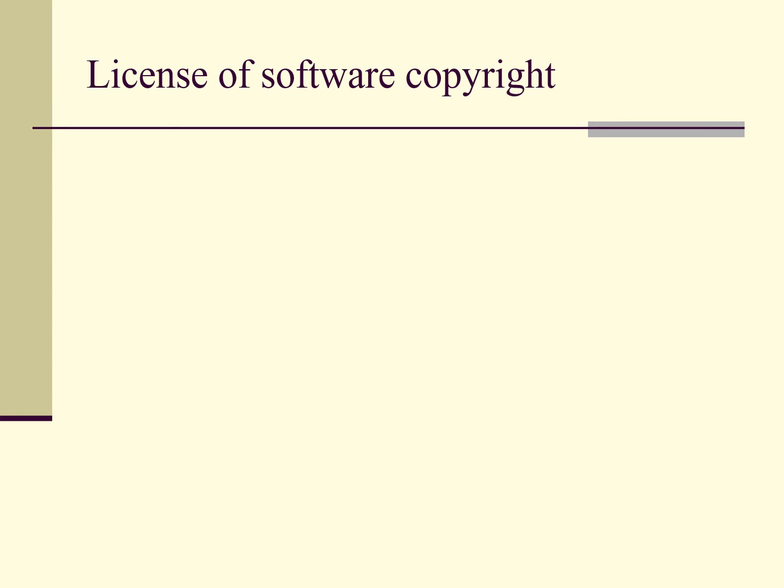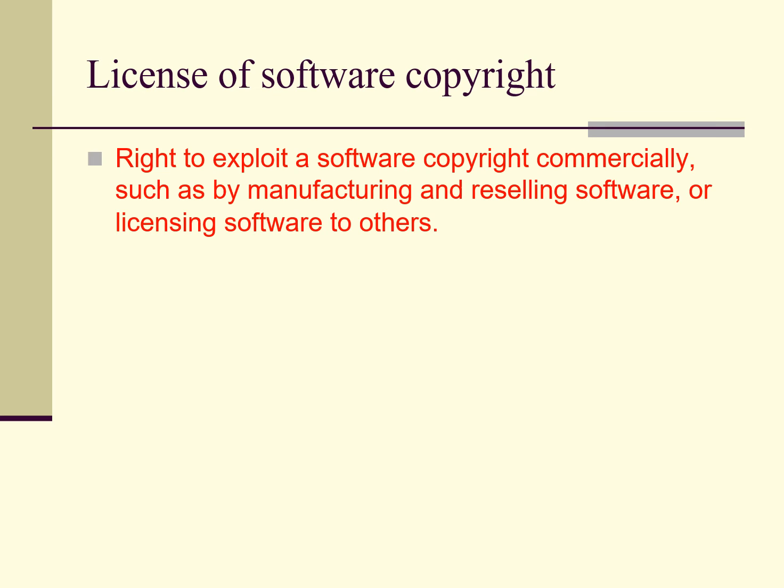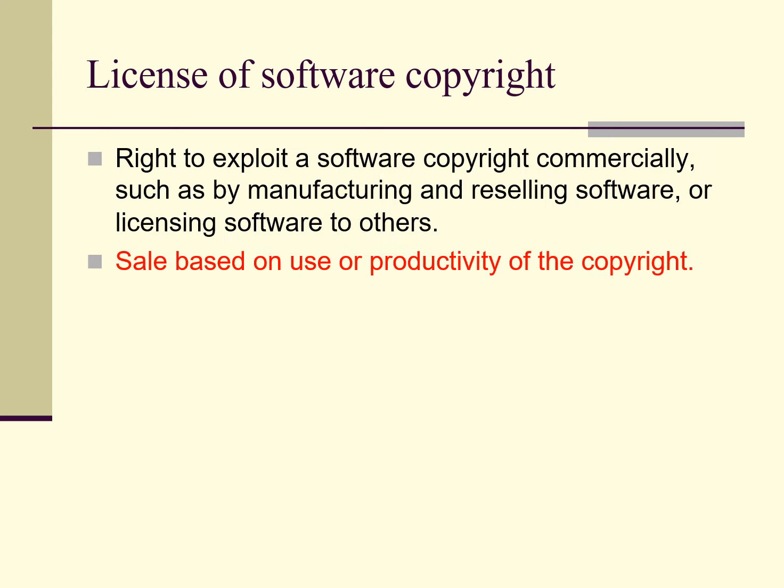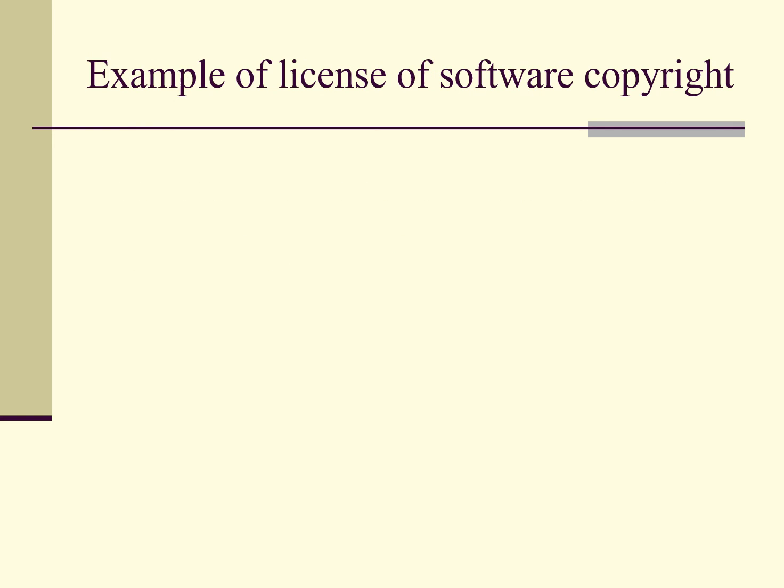Finally, we have a license of a copyright right in software. This is the transfer of the right to use software accompanied by the right to exploit the software copyright commercially, such as by manufacturing and reselling the software to others or licensing the software to others. A license also includes a sale of a copyright, where the sales price is based on the use or productivity of the software. Here's an example of a license of a copyright in software.